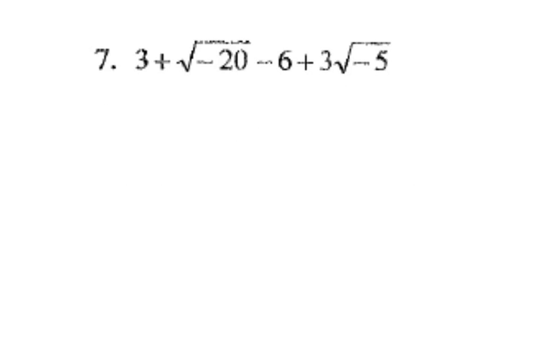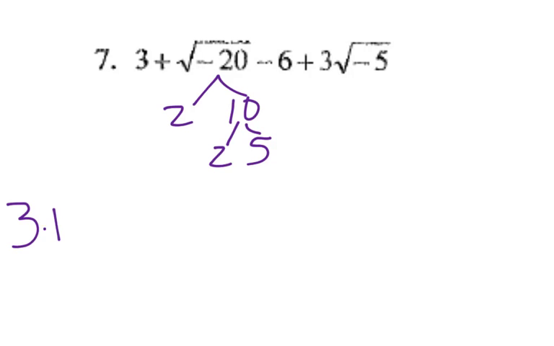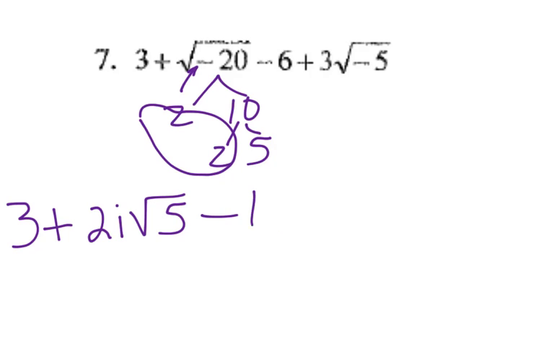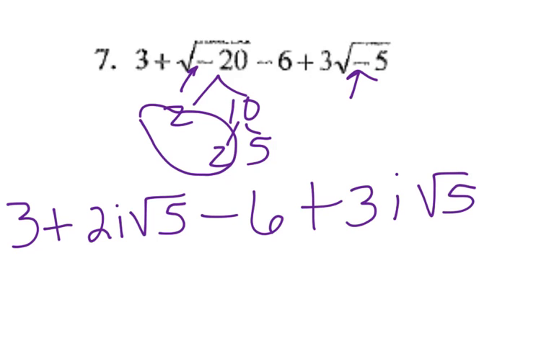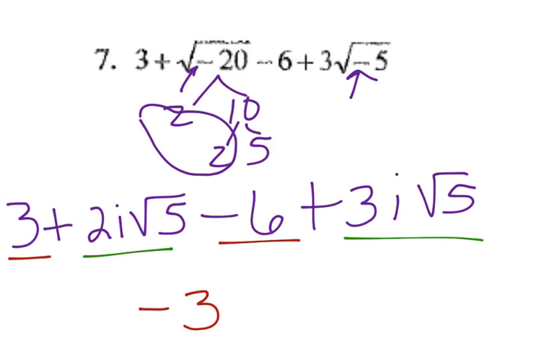Similar, except we're going to have to factor tree first. This 20 comes down to 2 and 10, 2 and 5. Bring your 3 plus. We're going to pair up a 2, and we're going to pull out the negative. So 2i square root of 5 minus 6 plus, we've got to pull out that i, 3i square root of 5. Like terms, 3 minus 6 is negative 3. Like terms, 2i square root of 5 plus 3i square root of 5. Add what's on the outside, 2i plus 3i is 5i square root of 5.